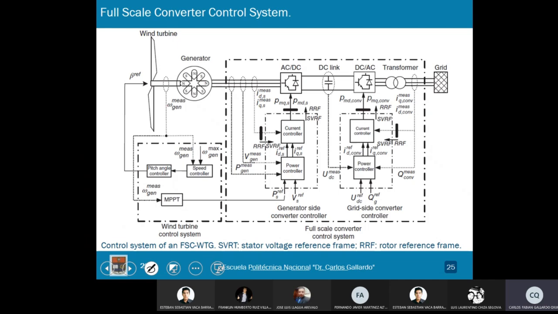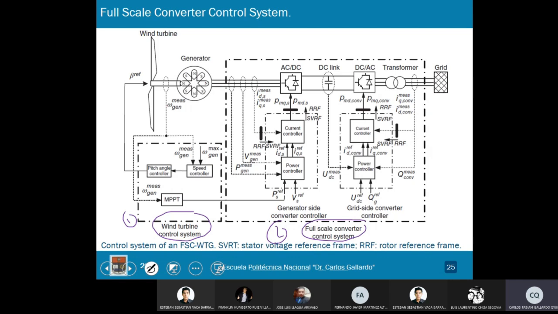So let's analyze this block diagram. Due to the decoupling control of the converter, the wind turbine generator and the grid are completely decoupled. So the control system is split into the wind turbine control and the converter control. This is the full-scale converter control system. So I will have two types of control. The control system of this turbine comprises the wind turbine control system and the converter control system.